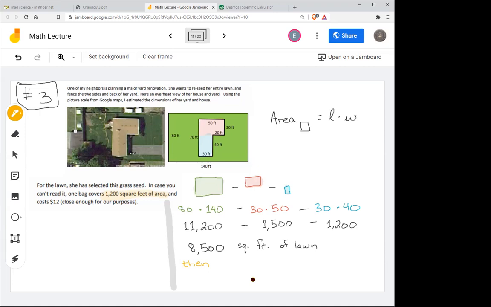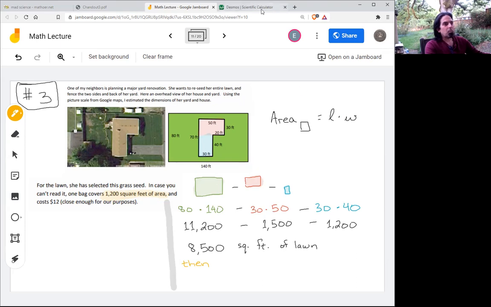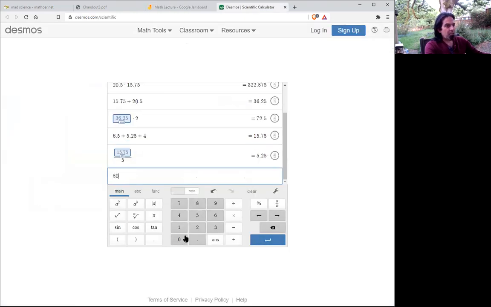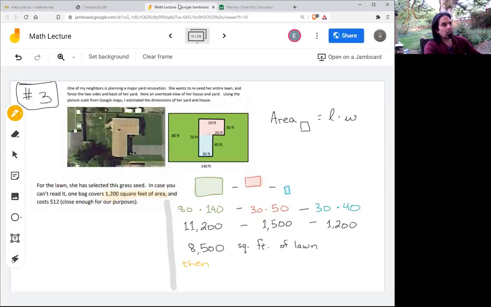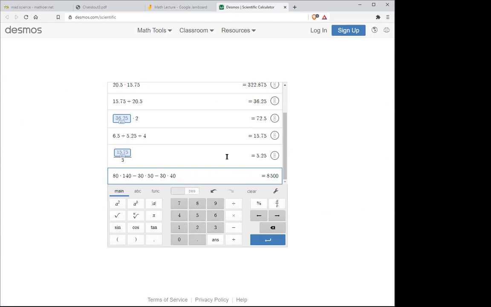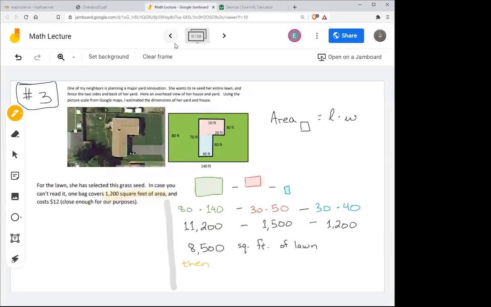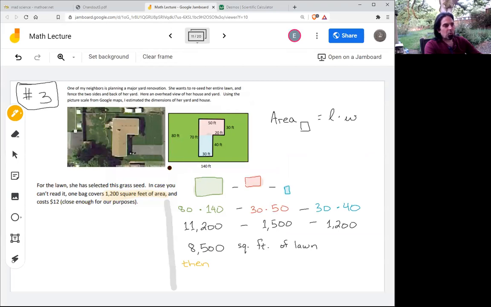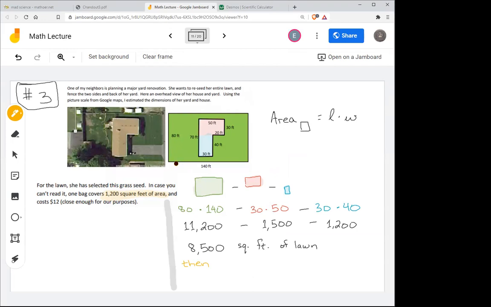I got 7,600 and I have no idea what I did wrong. Let's check. 80 times 140 minus 30 times 50 and 30 times 40. Could have been a typo. No, 8,500. I'm unsure. I should have written it down instead of just using my calculator. Yeah, if we were in a real room together, I could walk over to where you were sitting and look at what you punched in the calculator. But I'm sorry. I might have just put in a number that I thought I did. I am not sure.